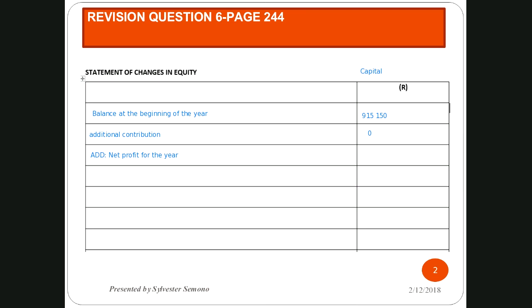We'll just put 800,000 here. So meaning we made a profit. If we made a loss, we would put this amount in brackets, but then I'd write less net loss for the year. But we always add profit. If you check your assignment, guys, I think they gave you this net profit for the year. The reason why they gave you the net profit is because they did not ask you to prepare the statement of profit or loss and other comprehensive income. So for you to do this statement, they had to give you the net profit for the year. Are you with me?